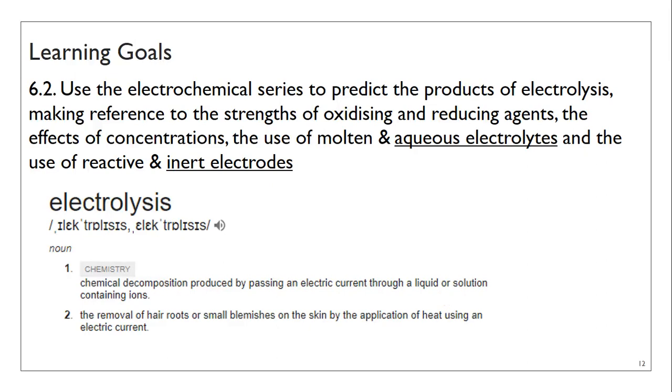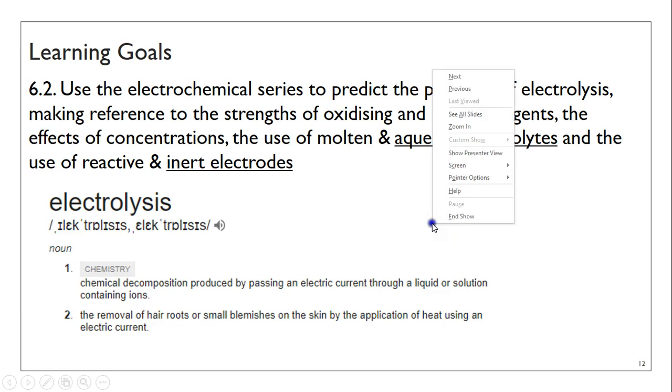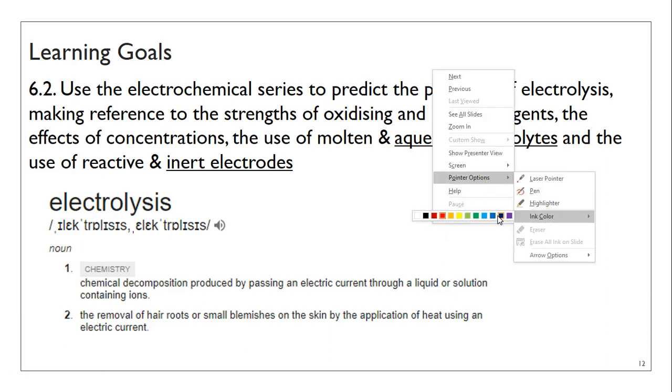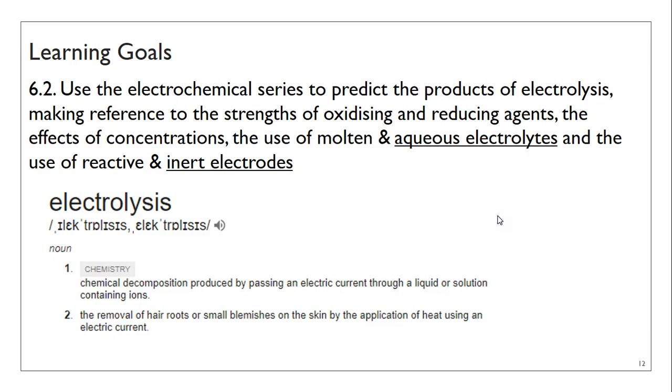Welcome back everyone. This video is going to look at dot point 6.2, which is probably the most important skill when it comes to electrolysis, and that is to be able to predict the actual products that you can get from an electrolysis process.